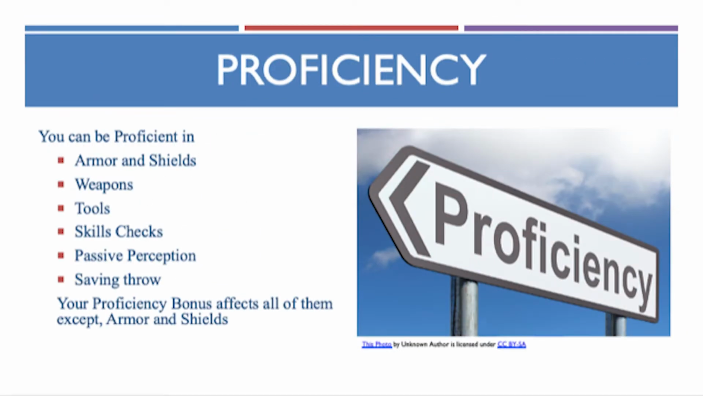Next up is proficiency and proficiency bonus. Being proficient in a thing means you're good at it, and you can add your proficiency bonus to rolls related to your proficiencies. You can be proficient in armors, shields, weapons, tools, specific skill checks, and saving throws. Your proficiency bonus affects all of them except armor and shields. You can wear any type of armor and a shield, but to be able to function with it on and do things, you need to be proficient with it.